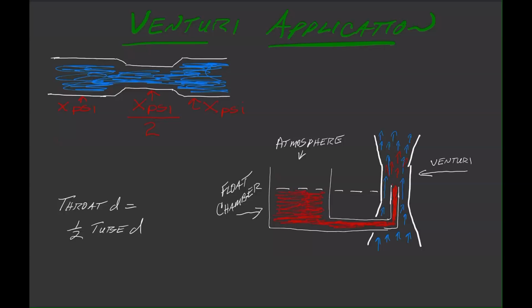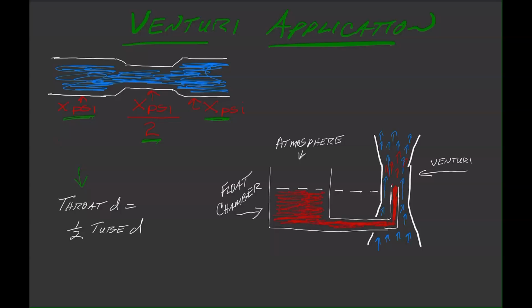So how do we use this? How do we use the unequal pressure in the Venturi tube? Here I have my Venturi, and if I have X psi here, and if the throat diameter is 1/2 the diameter of the tube, the pressure here will be half of X, and then the pressure here is back to X. We've talked about that in the last slide, so this is what's going to happen.